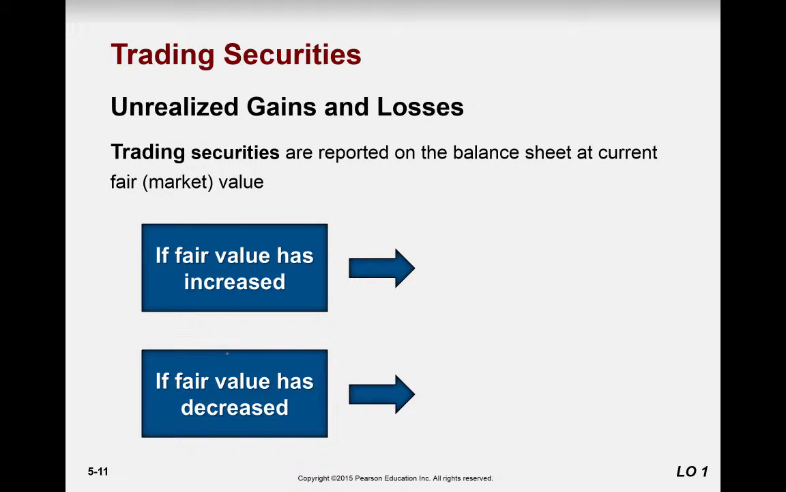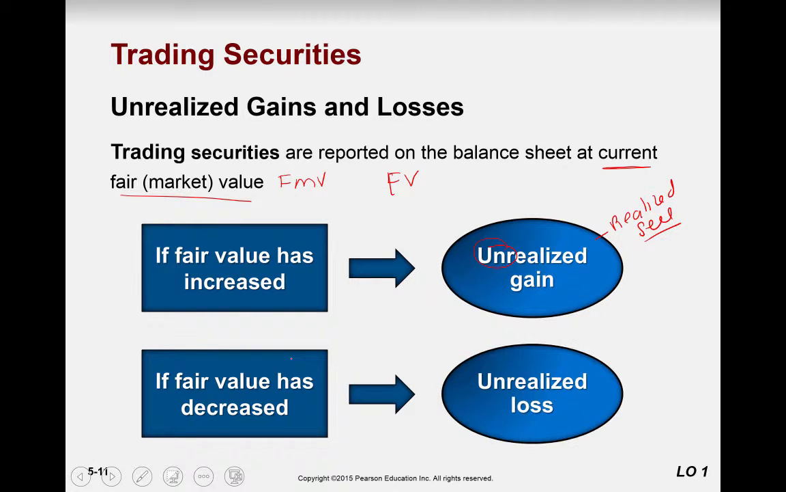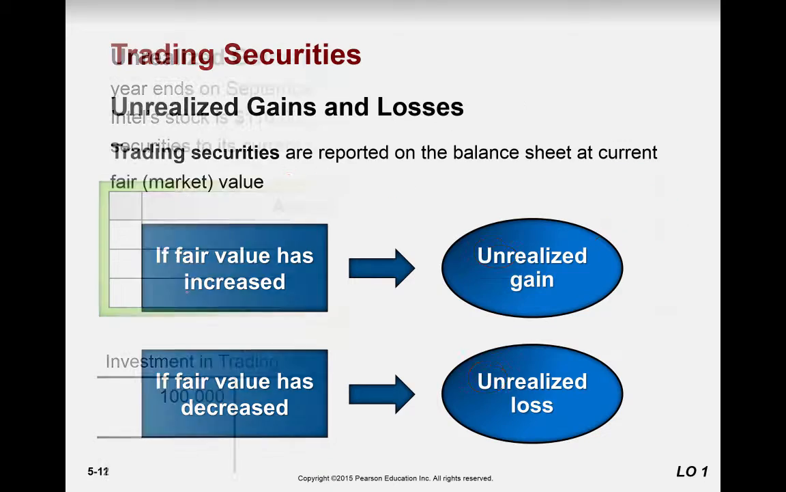So trading securities are reported on the balance sheet at their current fair market value. Fair market value, you should have that, and fair value. So if the value has increased, what we have is known as an unrealized gain. They only become realized when you sell the asset, if it's a gain. And the same thing, if it's decreased, then it has an unrealized loss, and it would only be realized when you actually sell it. So make sure you understand the concept of unrealized.